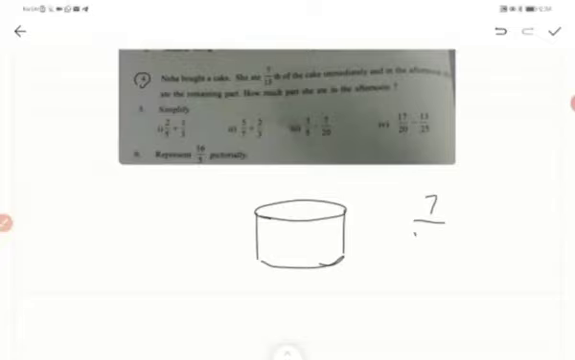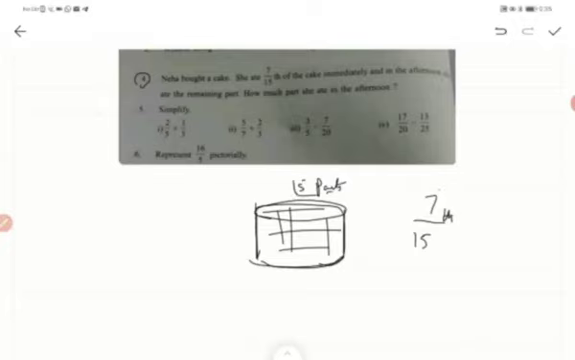So she had bought a cake. This cake she ate 7 by 15th part of the cake in the morning. That means this cake is divided into 15 parts. I'm not showing it in the figure. Overall, this total cake is divided into how many parts? 15 parts. So out of those 15 parts, 7 were utilized.